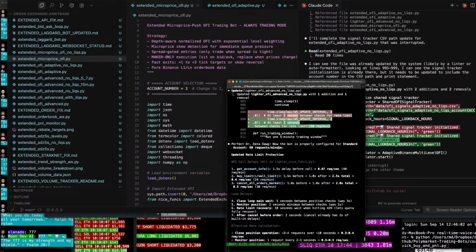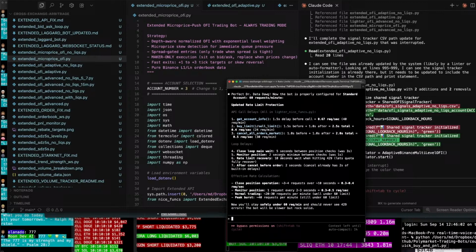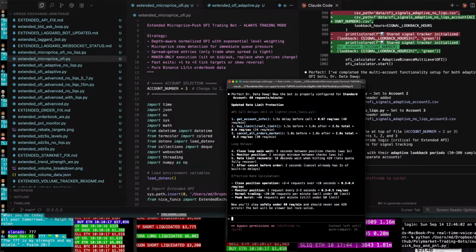Okay, let's go ahead and see what happens. So perfect. The bot is properly configured for standard account, 60 requests per minute. Okay. Update rate limit protection. Okay, get account info, 1.5 second delay before calls, 0.67.